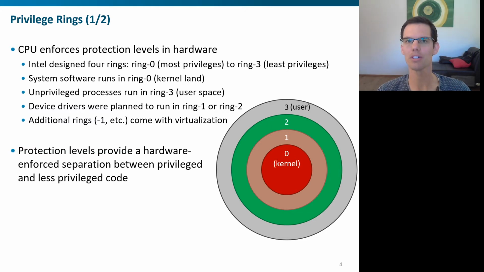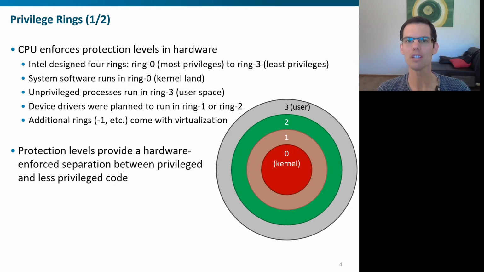There are more rings that were added later on. If you talk about virtualization, then we have negative rings, ring -1, ring -2, and so on. But if you have a non-virtualized system, we have these 3 rings in common. And these protection rings, these privilege rings, help us to define, in a very coarse-grained manner, what privileges a process should have. Is it a kernel land process or a user land process?